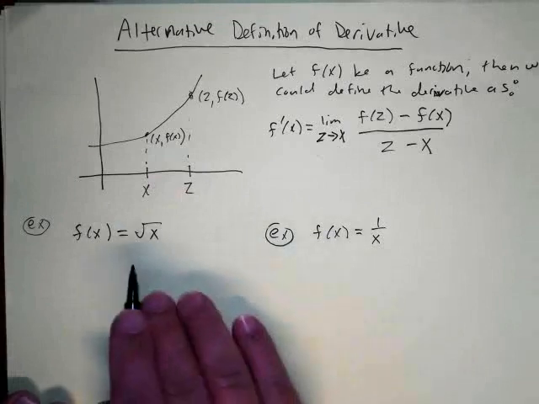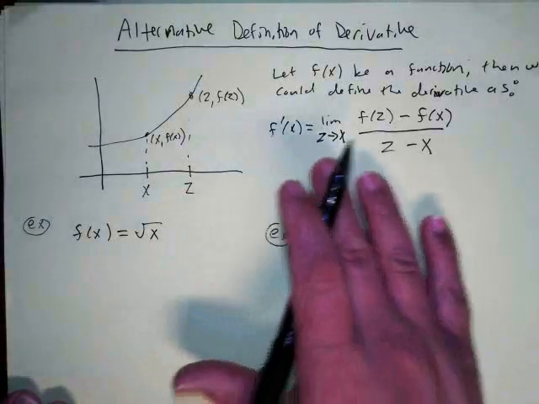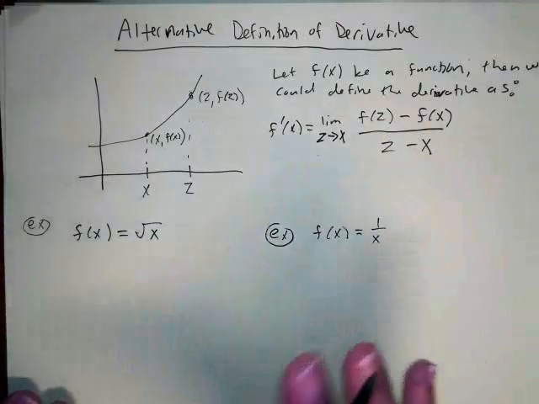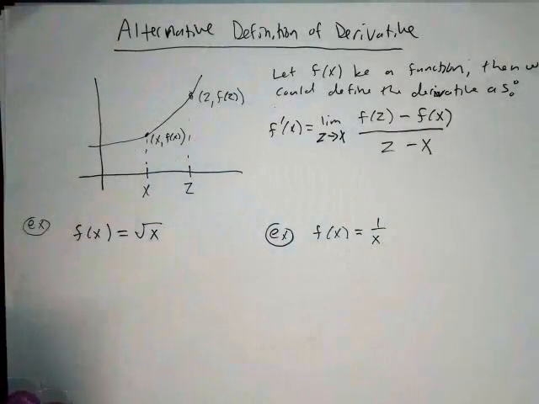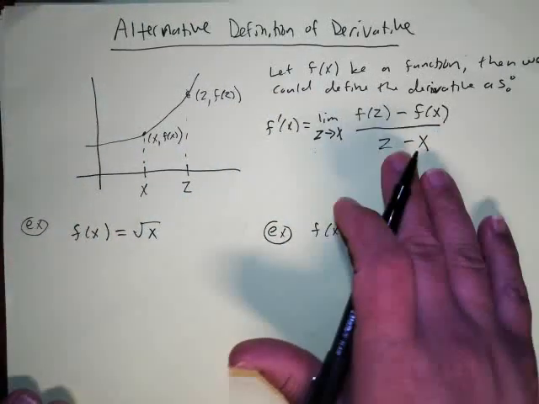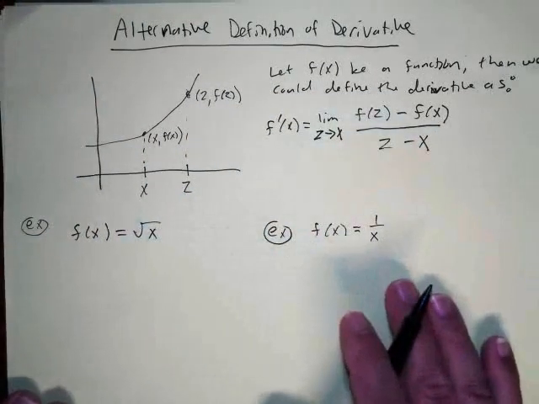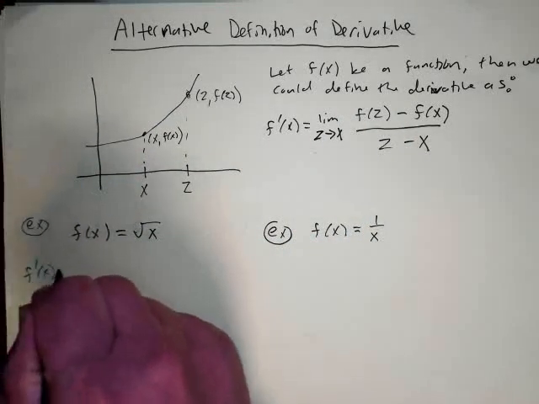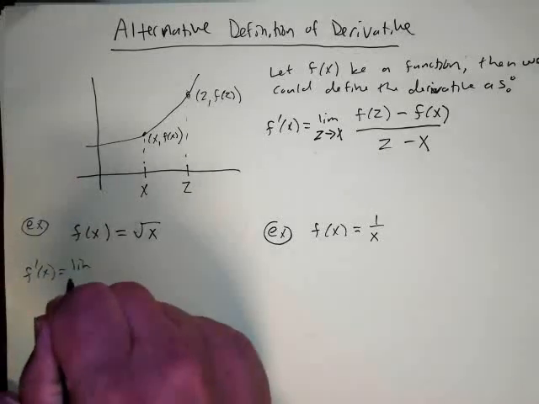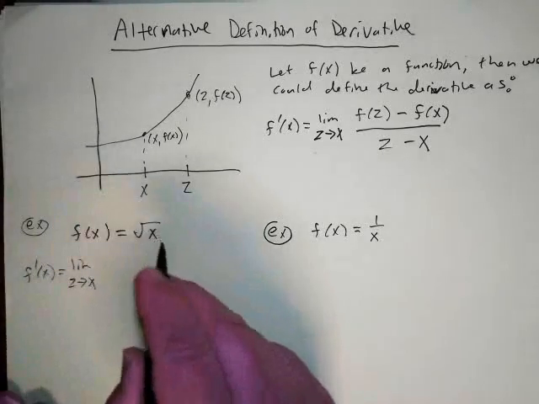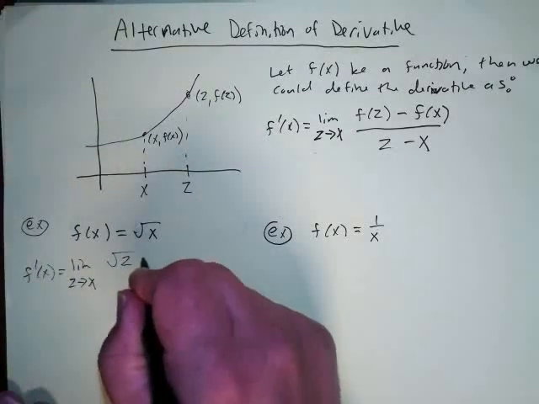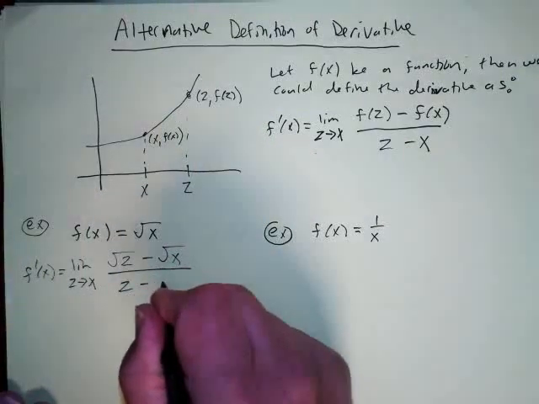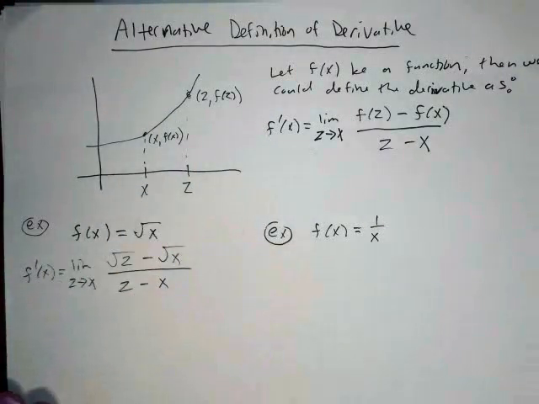So let's just look at a few examples. I'm going to do the square root of x and 1 over x using this definition. I actually used the x plus h definition when we talked about the average rate of change, and you may want to go back and look at that. This is using this definition now, and you can see how that works. If I want f prime of x, this is going to be the limit as z approaches x of the square root of z minus the square root of x, over z minus x.